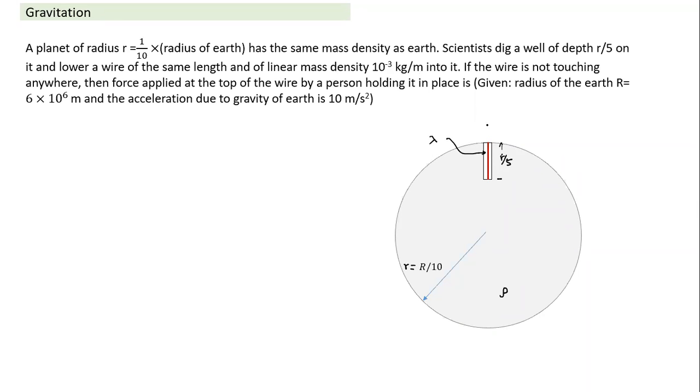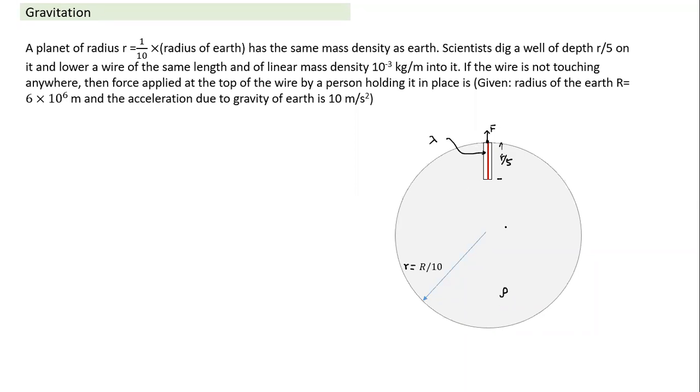Now, the wire is not touching anywhere, so it is not in contact. You are just holding the wire at the top. Then the force applied at the top of the wire by a person holding it in place: the whole wire would have fallen into the well unless you hold it. So the question is, what is the force somebody needs to apply on the wire to hold it? That's what we need to calculate. The radius of Earth is taken as 6 into 10 to the power 6, and acceleration due to gravity on the surface is 10.